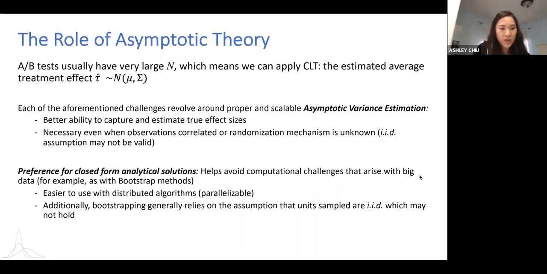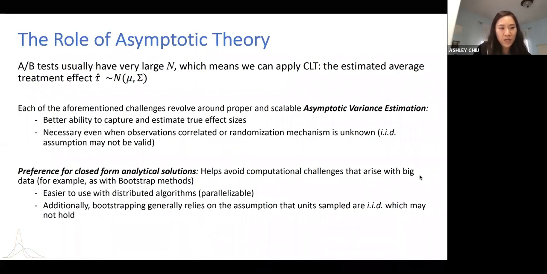So where asymptotic theory comes in, as I mentioned before, with A/B tests, you're usually using a very large N, so we can apply certain properties of the central limit theorem, and the average treatment effect is usually normally distributed. And each of the challenges that I mentioned before revolve around this idea of proper and scalable asymptotic variance estimation.